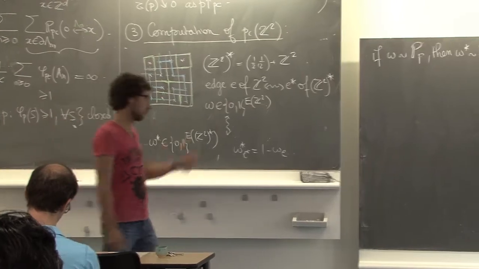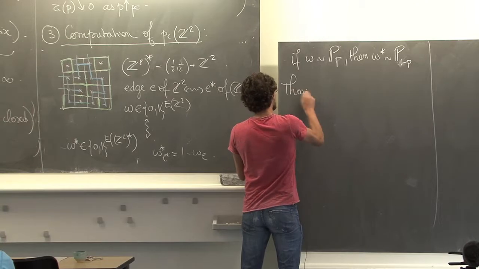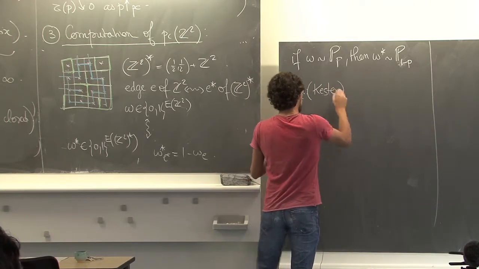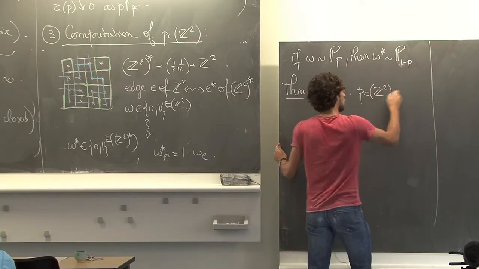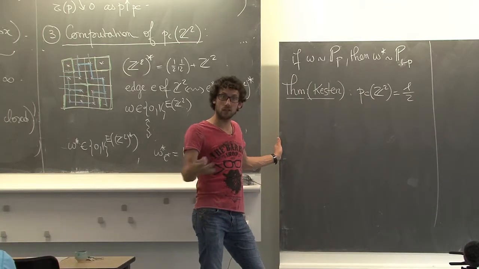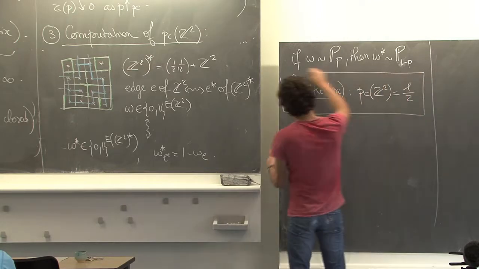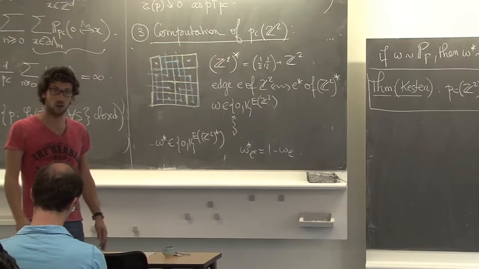So the theorem, and I'm going to tell you a little bit more about the heuristic after, but the theorem is going to be, and it's due to Kesten, that PC of Z2 is equal to this self-dual point. This point where when I take the dual, I get the same model. PC equals 1/2.